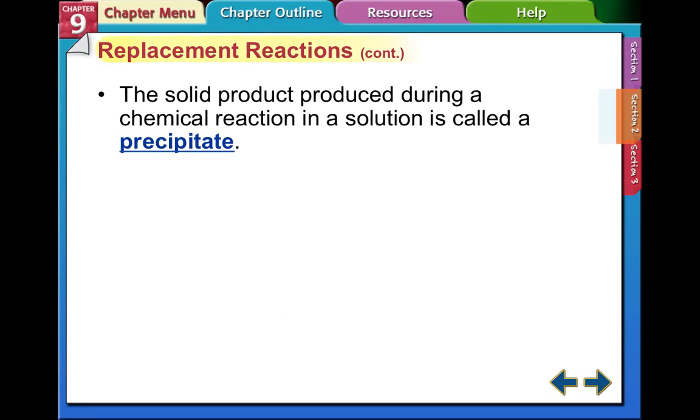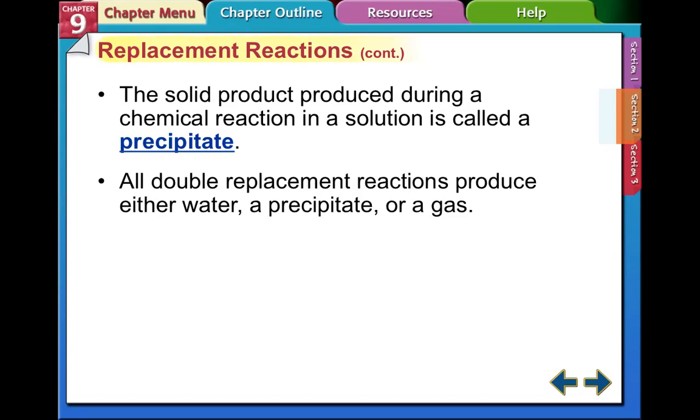A solid product that is produced during a chemical reaction is called a precipitate. And we will look at this when we start doing our labs. Anything solid that is formed on the bottom of the tube or in the tube is going to be called a precipitate. All double replacement reactions produce either water, a precipitate, or a gas.